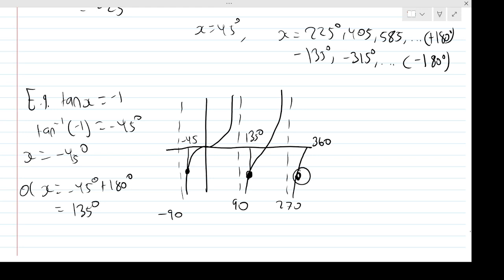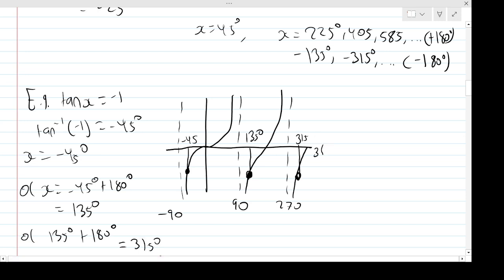And then to get this other next point, we need to add another 180 on. So that'd be 135, add 180, which would be 315 degrees there. And there we are. The general gist with the tan graph is that it's simpler because we can use the calculator to get one value like this, and then we just add or take away 180 to get more values.